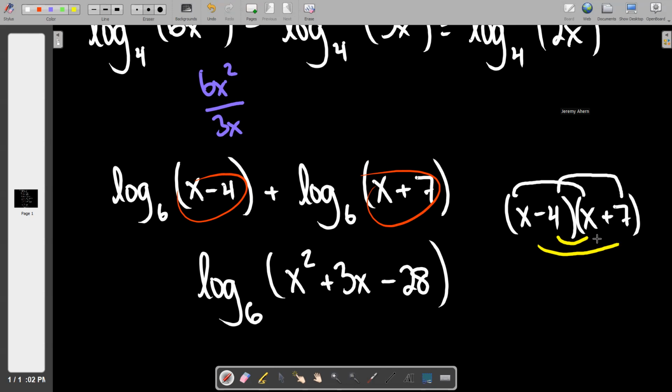So that is the art of condensing logarithms together. Plus condenses to times, minus condenses to divide. Any questions about that procedurally, sort of how to do that?